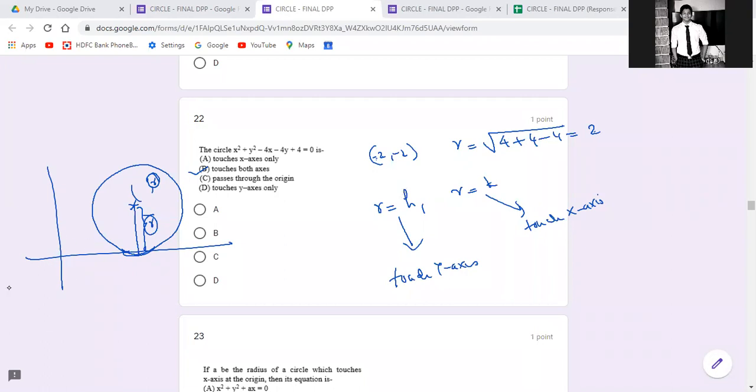The only thing is, the circle would be lying in the third quadrant instead of the first quadrant. Everybody is clear?